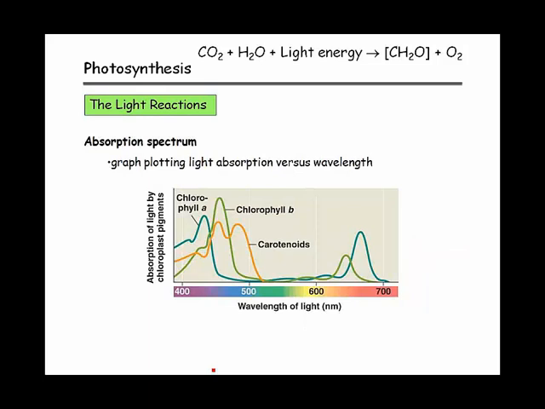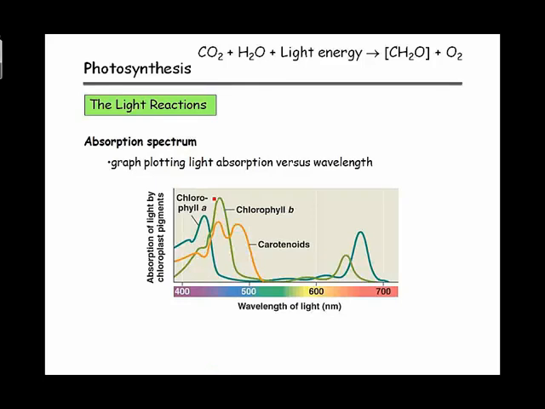If we take a look at what we typically call the absorption spectrum of the pigments involved in photosynthesis, this shows us some of the various pigments that you would find in the thylakoid, and we can compare how much they absorb of all of the different colors of light.